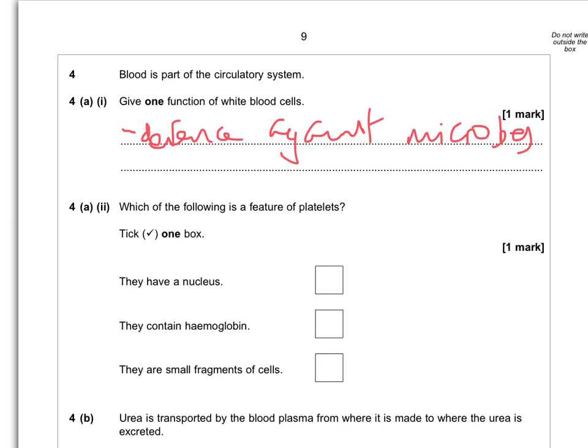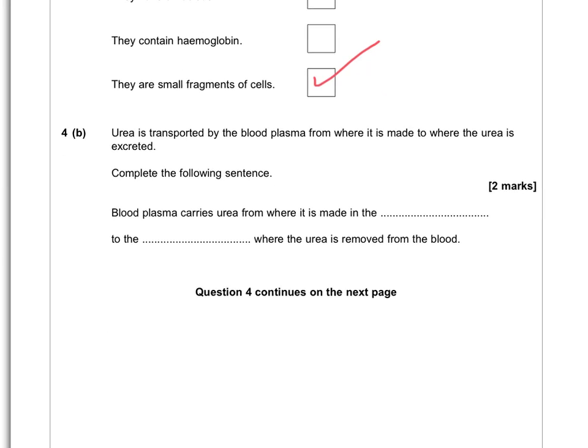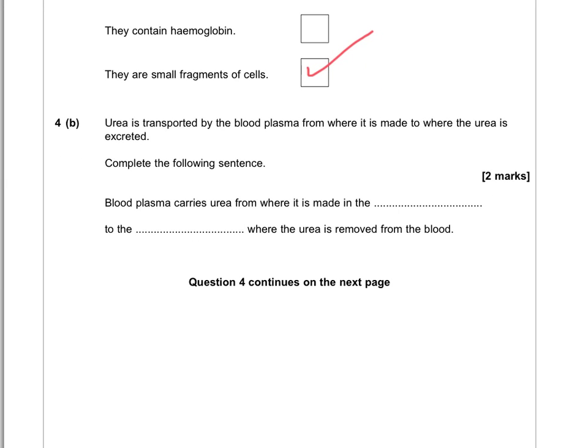Which of the following is a feature of platelets? Well, it's this one. They are small fragments of cells. Urea is transported in the blood plasma from where it is made to where urea is excreted. Blood plasma carries urea from where it is made in the liver. It's made in the liver from the remains of waste protein. Waste protein is broken down to amino acids and then into ammonia and then into urea. And it is excreted in the kidneys. So either kidney or kidneys allowed there.